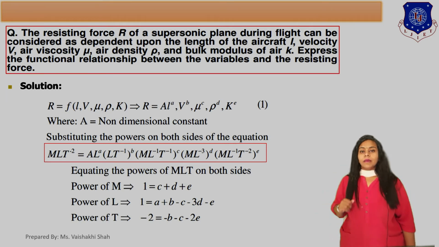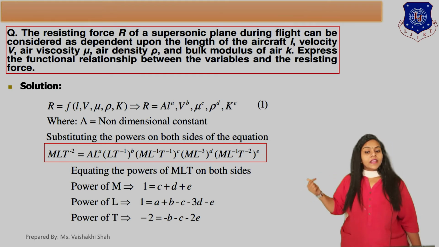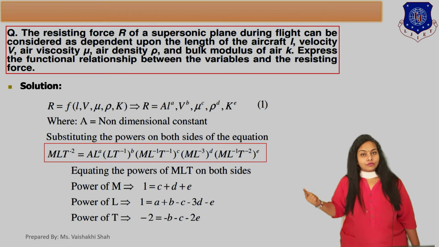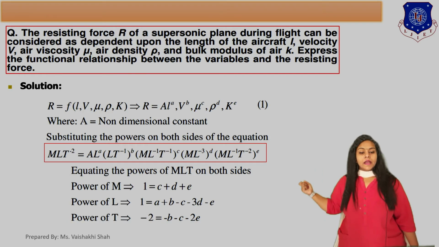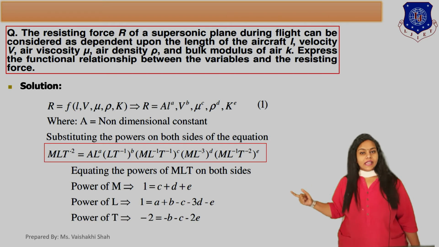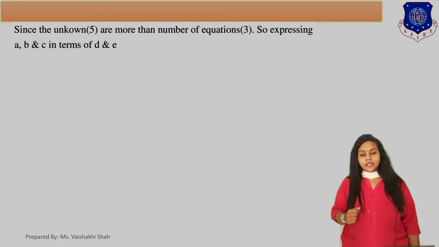And lastly, the power of T. Now, what is the power of T on the left hand side? Yes, it is minus 2, and the power of T on the right hand side is minus B minus C minus 2E. Clear? Okay.